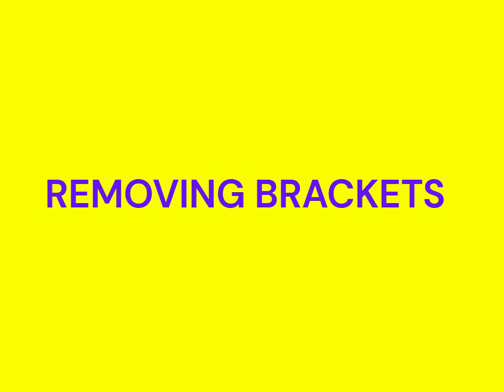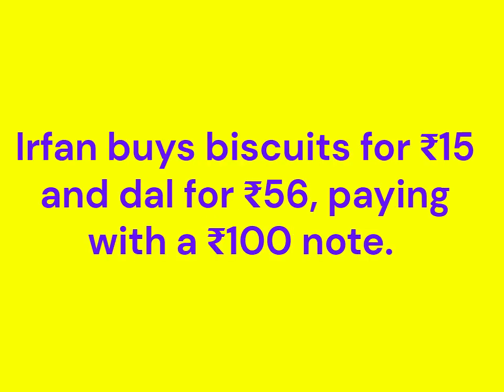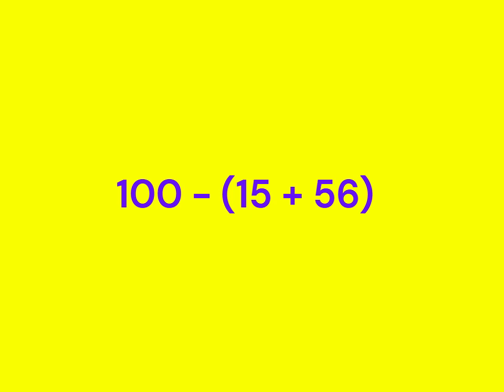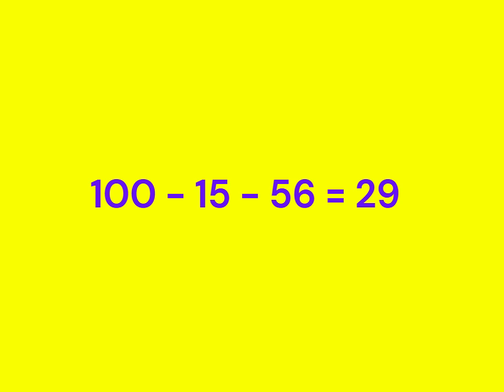Let's finish up with removing brackets. Imagine Irfan buys biscuits for 15 rupees and dal for 56 rupees, paying with a 100 rupee note. His change is 100 minus the total cost, or 100 minus (15 plus 56). Notice the rule. When you remove brackets preceded by a negative sign, the signs of the terms inside the brackets change. So it becomes 100 minus 15 minus 56, meaning he gets 29 rupees back.